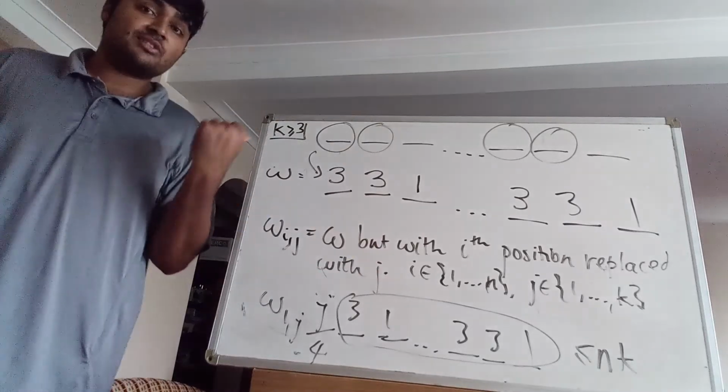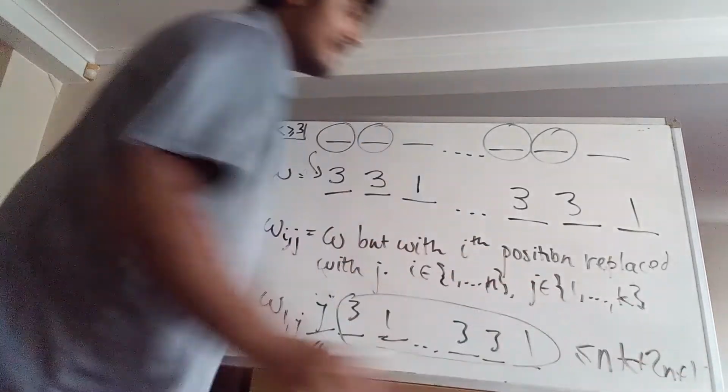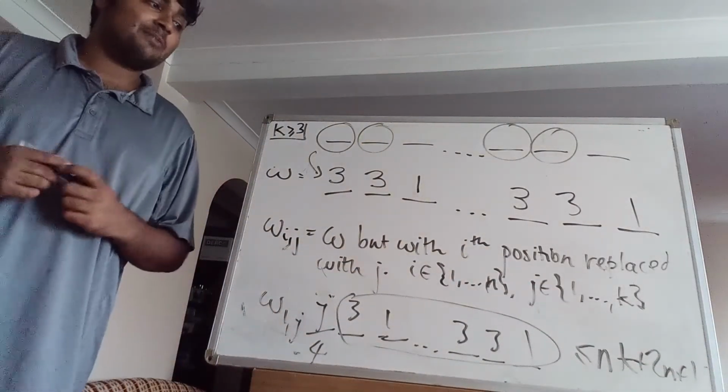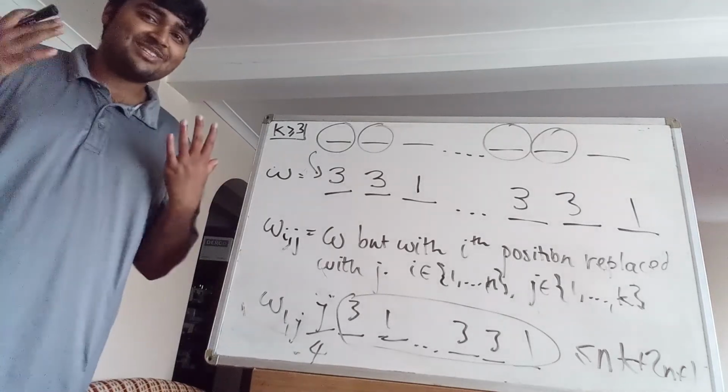And then if we add that onto the 2n plus 1 we had before, this is going to take at most nk plus 2n plus 1, and that is certainly of order nk. And that solves the problem.